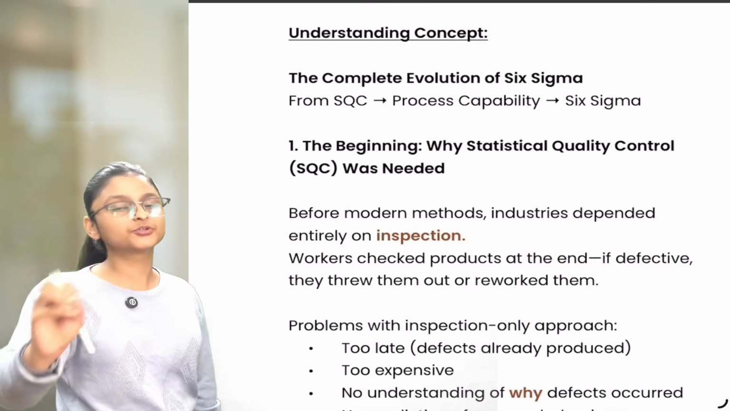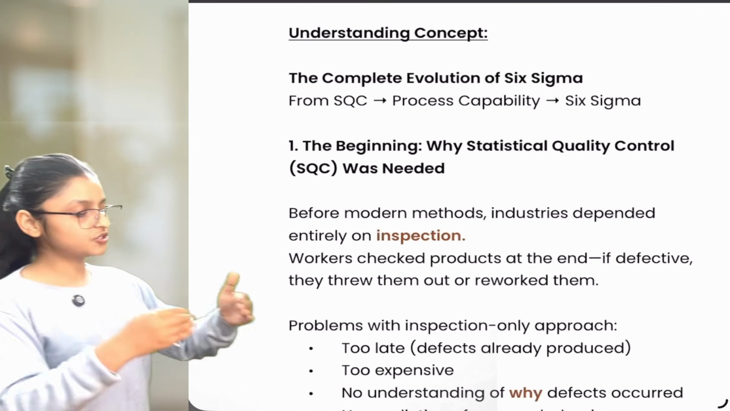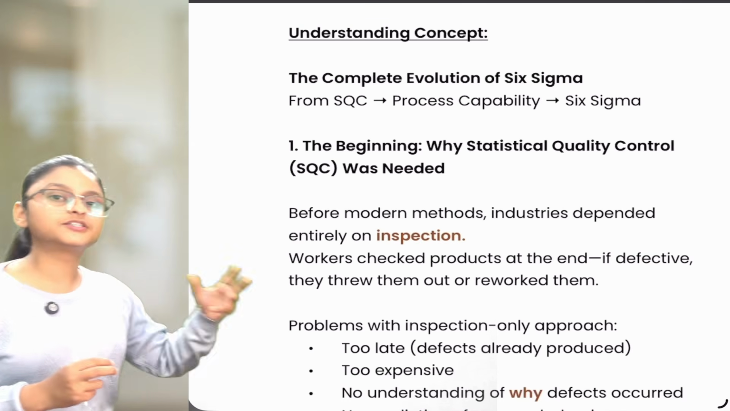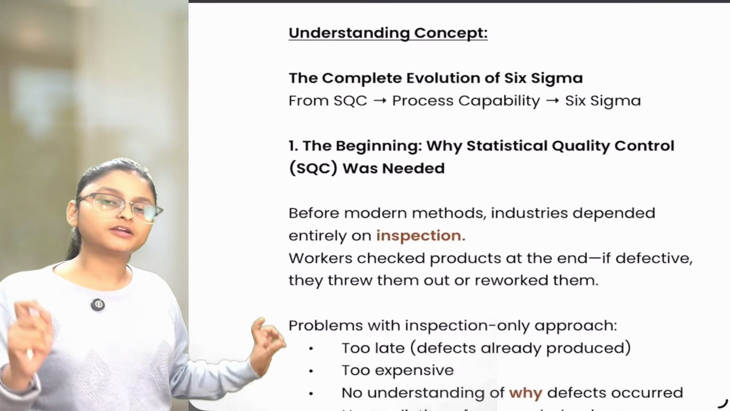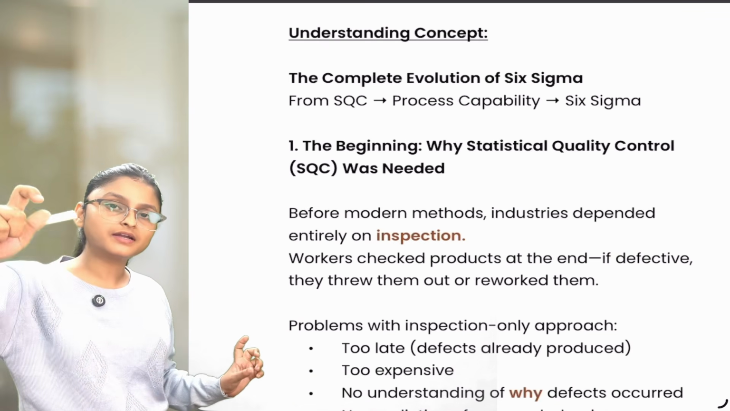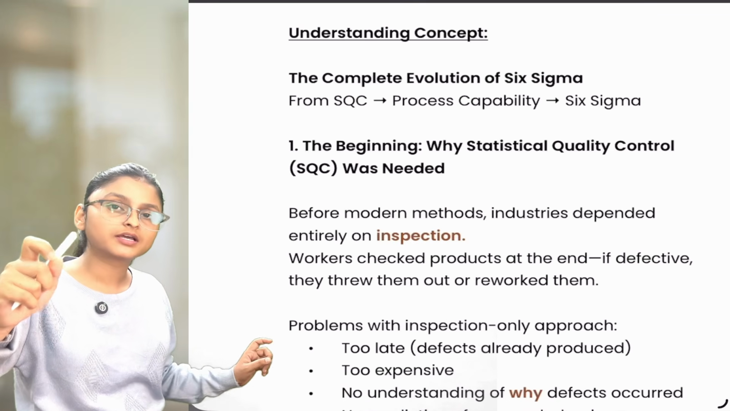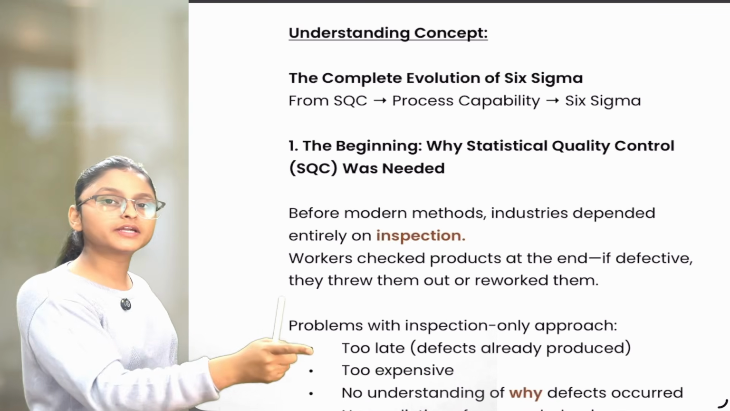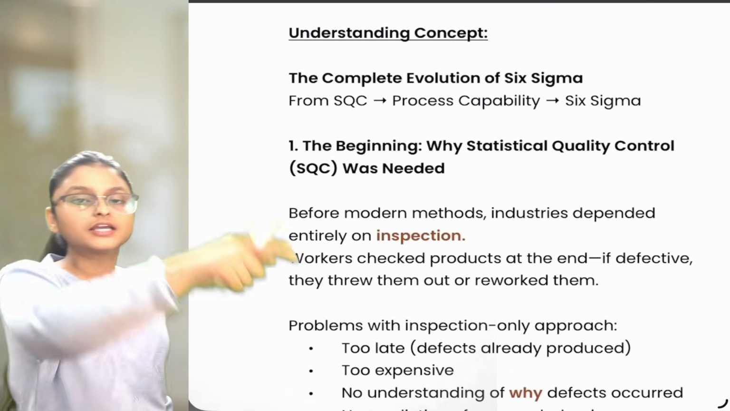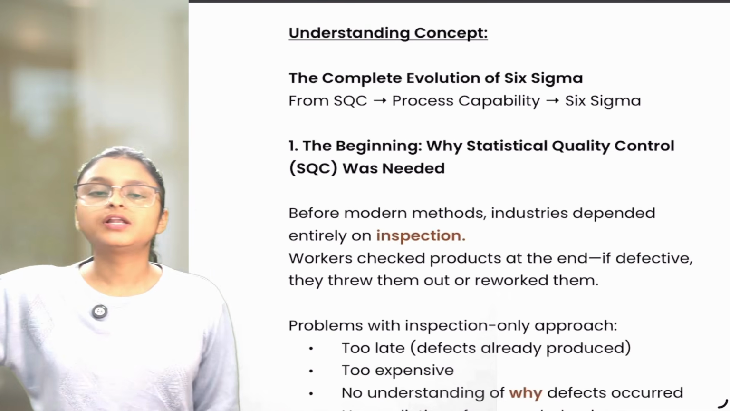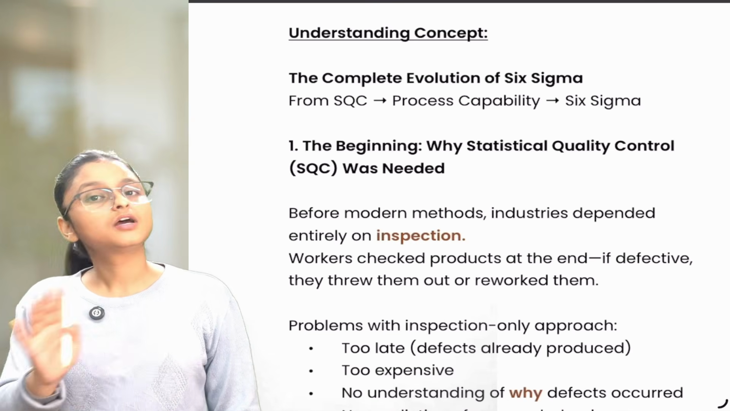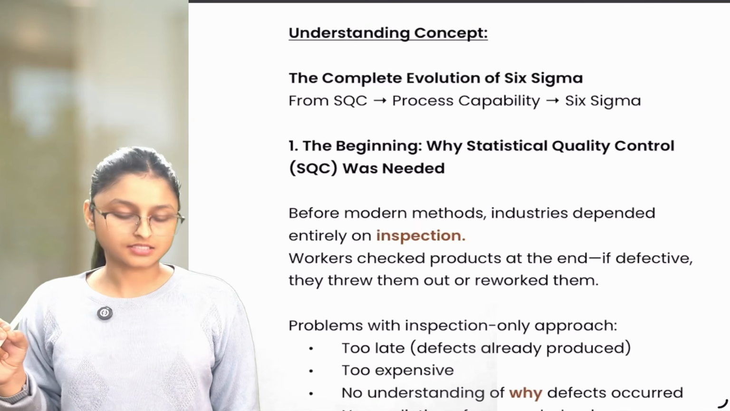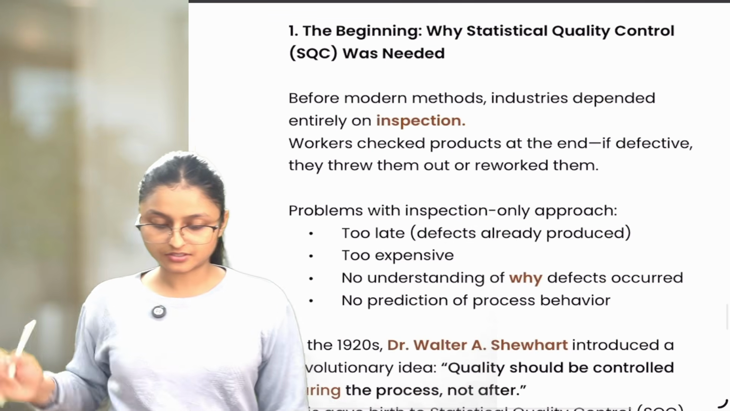We already understood what inspection is, right? When you are checking the final product, whether it's good or bad, that is what inspection is. If the product is bad, it will be treated as a defective product. And if we can rework on it and correct it, we will do that. If we are not able to do that, we'll just scrap that product. And that is what inspection does. Nothing more, nothing less.